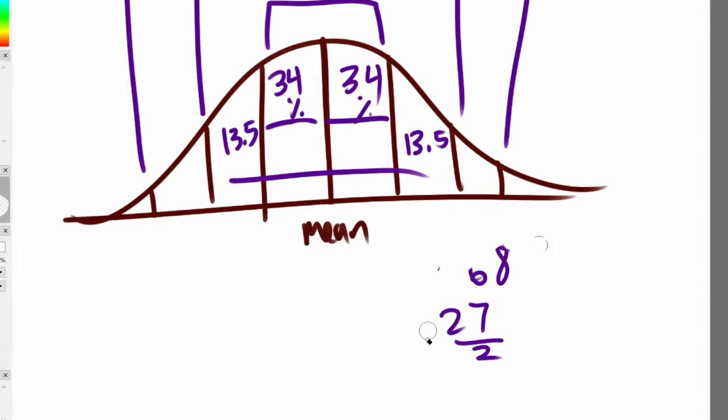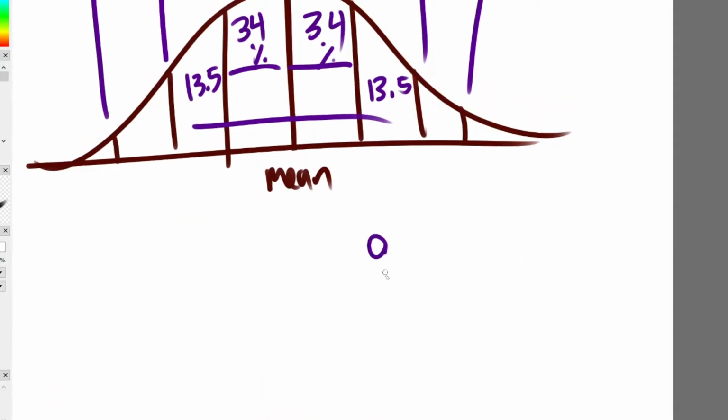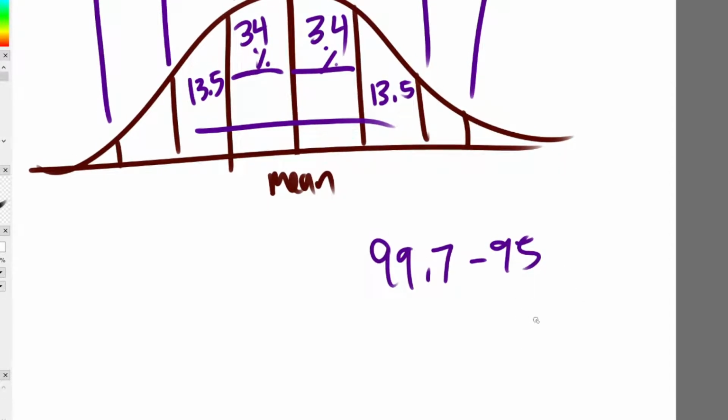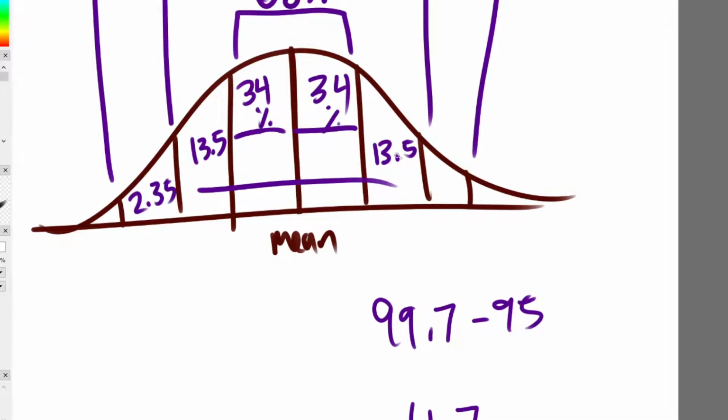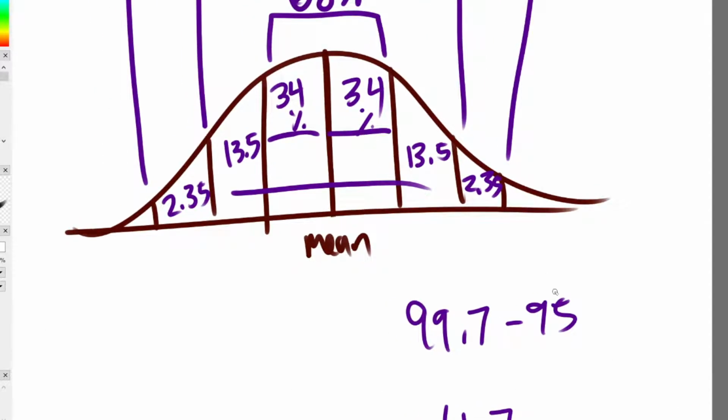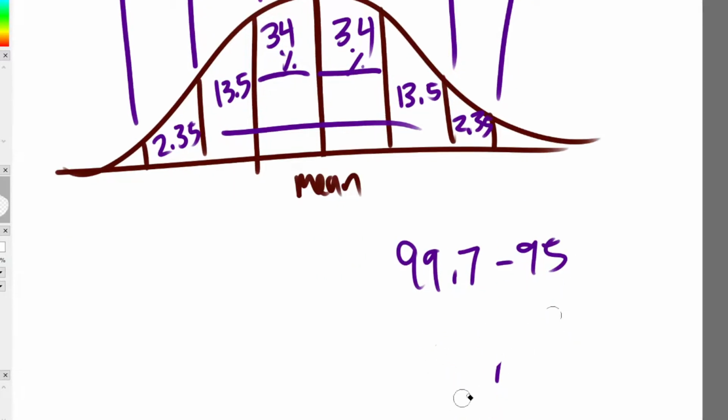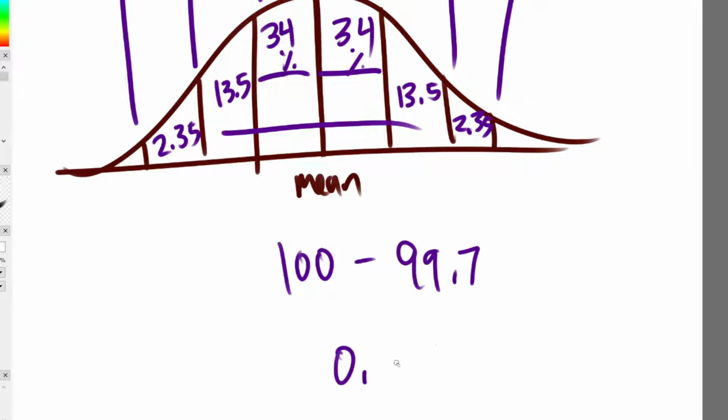Then if we did the same with 99.7, so 99.7 minus 95, I believe you should get 4.7. So these will be 2.35% and 2.35%. And then the rest of the graph is 100%. So if we take the 99.7 and subtract that from 100, we get a remaining 0.3%. And if we divide that by 2, we get 0.15% for these individually.